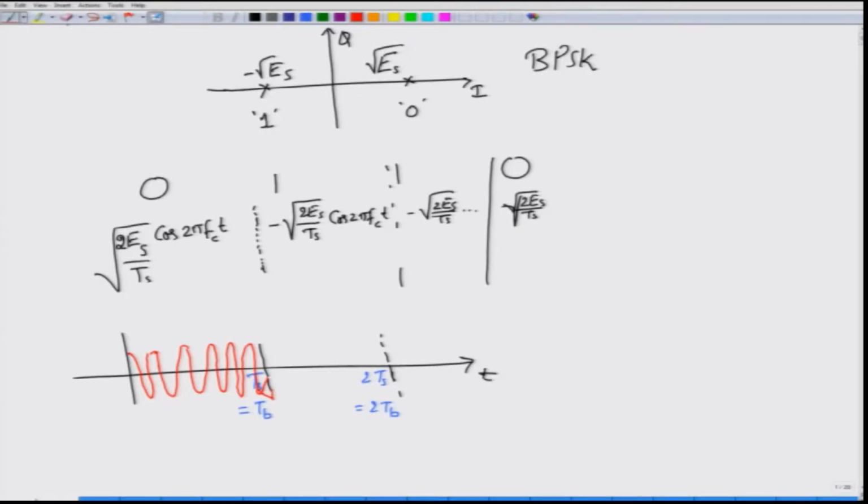I need to satisfy, as I told you, Fc into Ts must be equal to n, where n is any integer; it has to have an integral number of cycles. So, this is my cosine signal representing the bit 0 or the symbol 0. Next what I have to transmit is minus square root of 2 Es by Ts cos. Well, this amplitude is square root of 2 Es by Ts, whereas how would the signal minus square root 2 Es by Ts into cos 2 pi fct change, or how would we draw it?